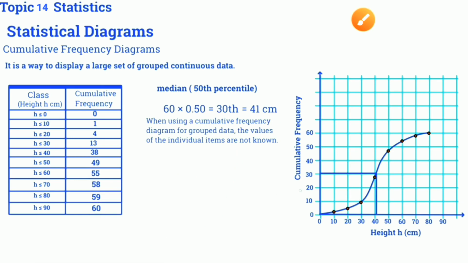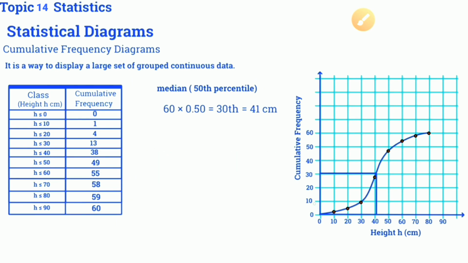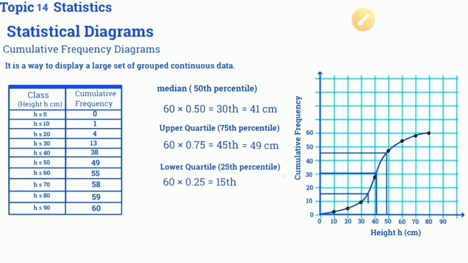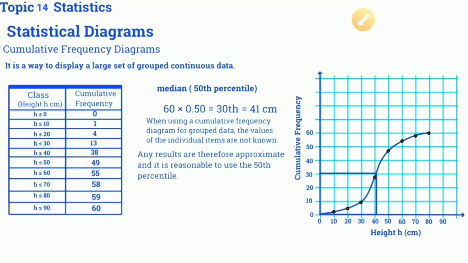When using a cumulative frequency diagram for grouped data, the values of the individual items are not known. Any results are therefore approximate. Upper quartile, 75%, doing the same thing. Lower quartile, 25%, same thing. Interquartile range is the upper quartile minus the lower quartile. This is the interquartile range.